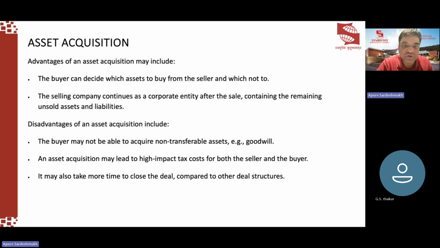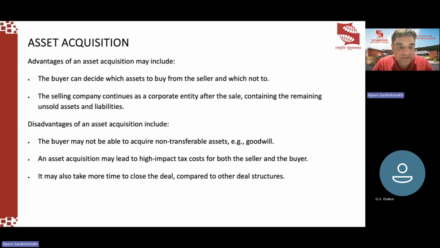Now, there are certain advantages of an asset acquisition. The most obvious advantage is that you can decide which assets to buy and which not to. So you don't take the assets that don't have value, you don't take the liabilities, you don't take the bad parts of a company, so to speak, and you acquire the assets that you can benefit from, or which may enhance your business.